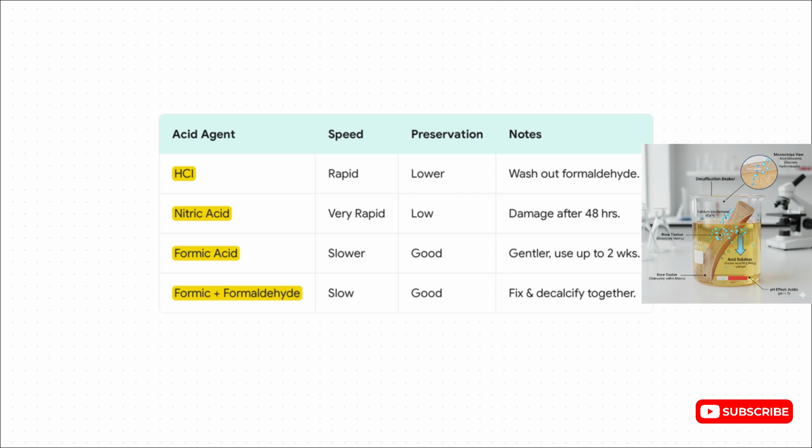You can even find mixes that have both formic acid and formaldehyde, so you can fix and decalcify at the same time. Oh, and a huge safety note for hydrochloric acid. You absolutely must wash all the formaldehyde out of the tissue first. If you don't, they can react and form a nasty carcinogen called bischloromethyl ester. It is just not a risk worth taking.